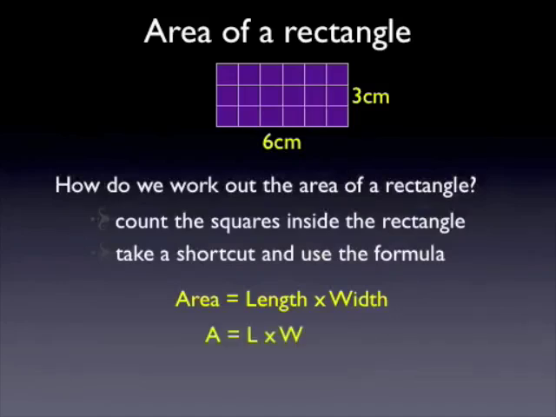You can write it as L times W, A equals L times W, and just put the values in each time. In this case, A equals 6 centimetres times 3 centimetres, so A equals 18 square centimetres. Don't forget to put that little square 2 on the end. Often people forget.